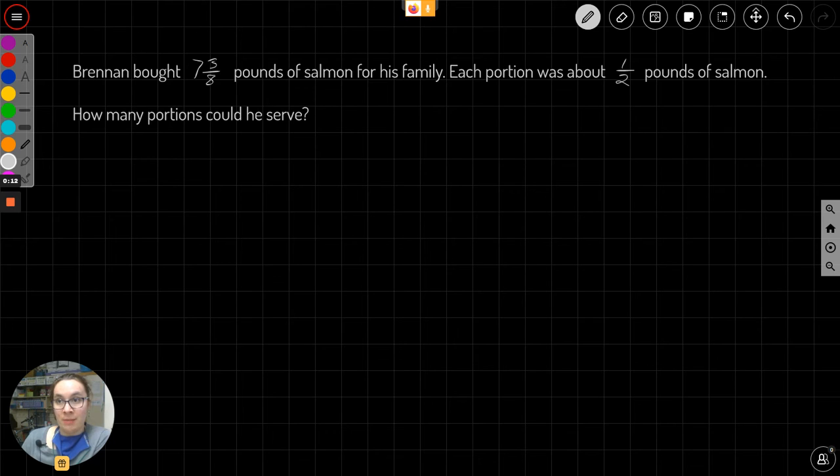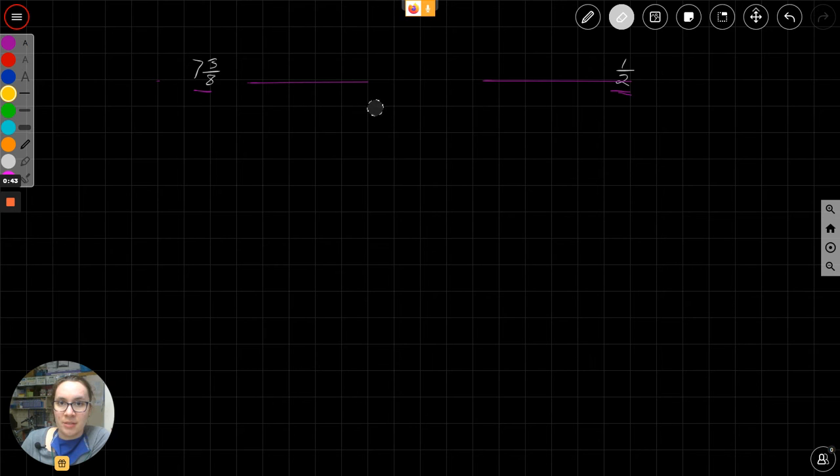So, we have a number here, and we have a problem here, and the first thing we need to do is decide, is it a multiplication or division? Well, we have two numbers. We have 7 3/8 pounds of salmon, okay? And each portion was about 1/2 pound of salmon. How many portions? So we are taking this 7 3/8 and dividing it into chunks of 1/2, which makes this a division problem. So let's do division.